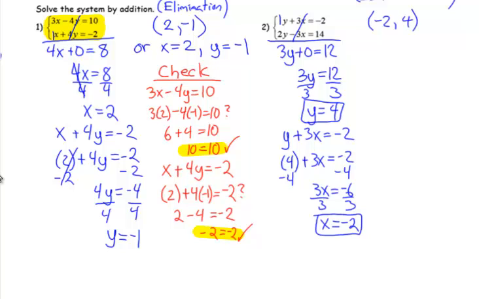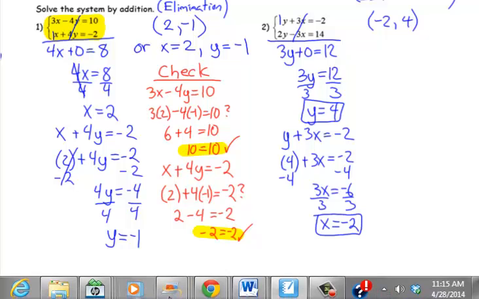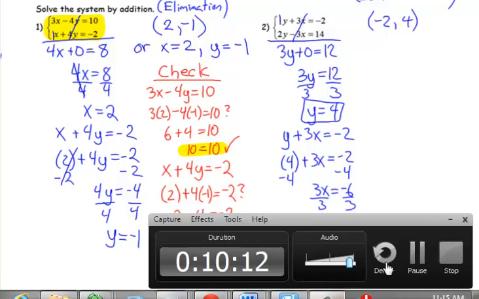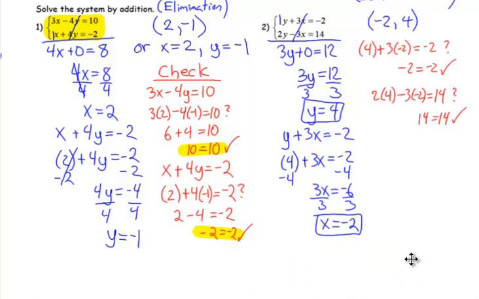All right, now go ahead and do the check. Push pause. Check it out. See, do you get the left side equal to the right side? Okay, we're back now, and if we checked it out, it should have been negative 2 equals negative 2, 14 equals 14. The left side equals the right in both equations.